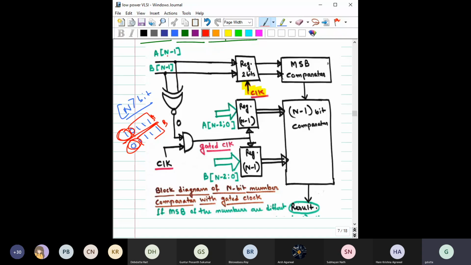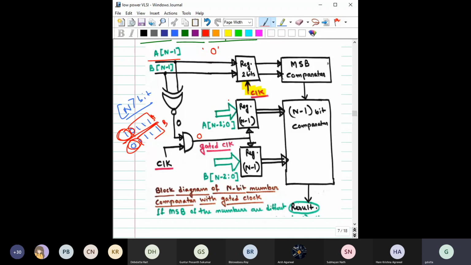So here basically we are doing the same thing. You can see it is A n minus 1 because the numbering starts from 0, right? So B n minus 1. So we are taking the MSB and feeding it to this gate, right? And if this gate output is equal to 0, then this output also becomes 0, right? So that means this clock will not appear here, right?